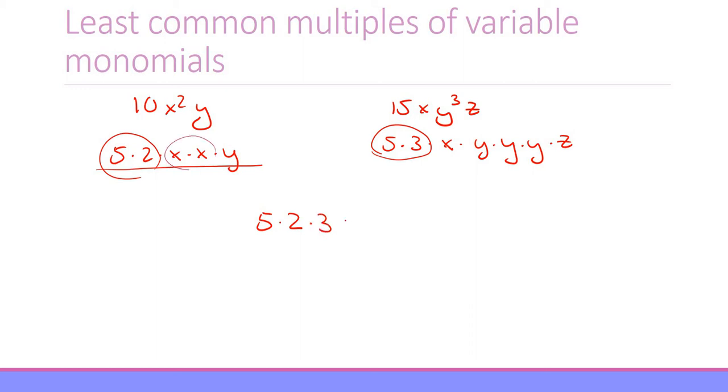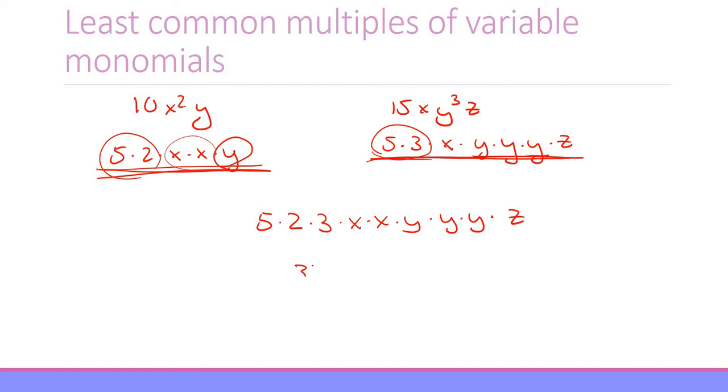Let's look at our x's. I need 2 x's from my left. I only need 1 from my right. I already have 1 included, so that's fine. I need a y from the left. Over here, I need 3 y's. I already have 1, so I'm going to add 2 more, and I've got to put my z in. So now I should have all the factors of 15y cubed z listed, all the factors of 10x squared y listed, and my new least common multiple is 30x squared y cubed z. Okay?